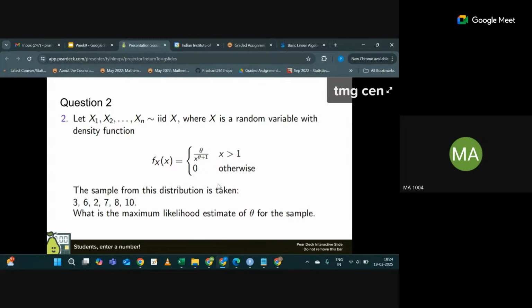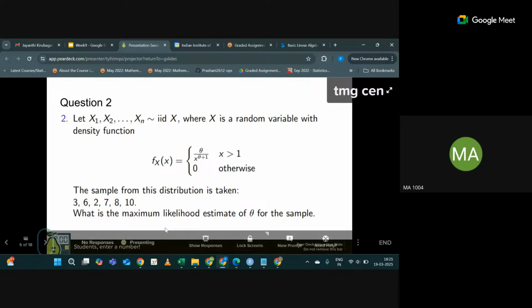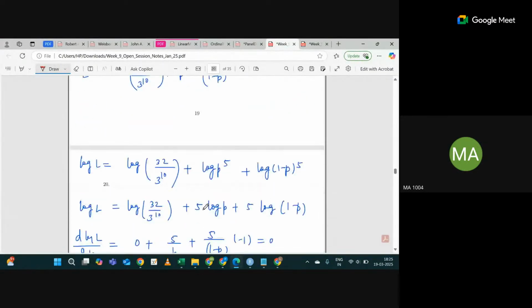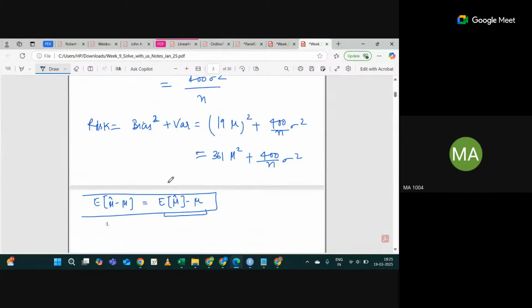What will be your first step? Multiplying the respective probabilities. So what will be f of x, x1? Theta by 3 to the power theta plus 1. I would suggest just do it in general, and at the end you can substitute the values of 3, 6, 2, 7, 8, 10. That will be a bit simpler for you. So just solve like this.